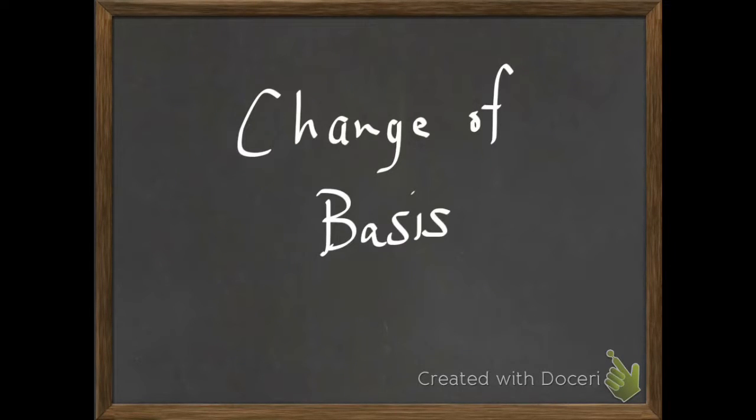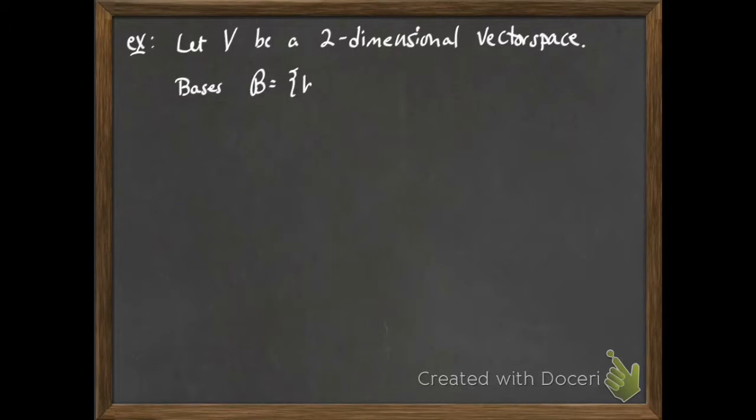Let's take a look at changing basis. So let's look at an example first before we delve into the theory. Suppose I have a vector space V that's two-dimensional, and I have two bases for V. So let's call it B is the basis b1, b2, and C is the basis c1, c2.